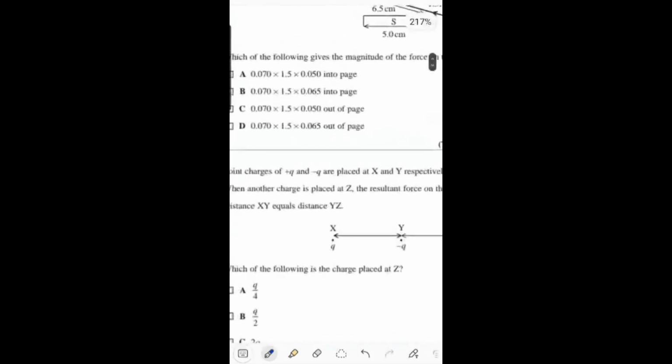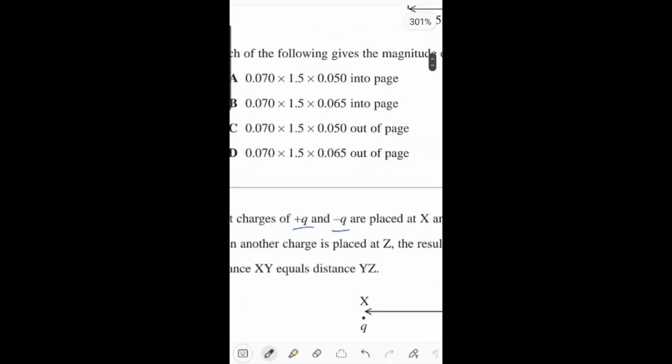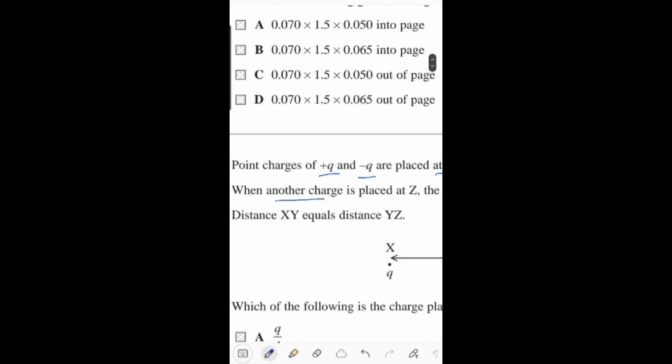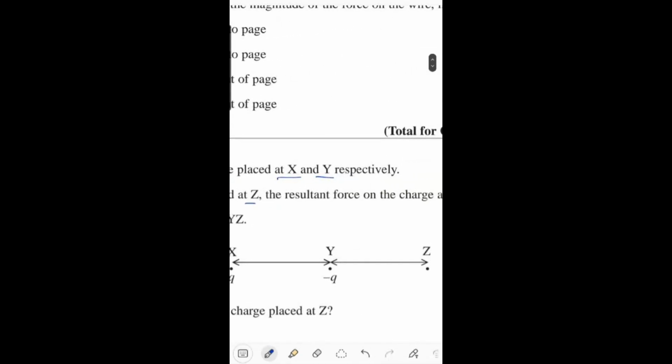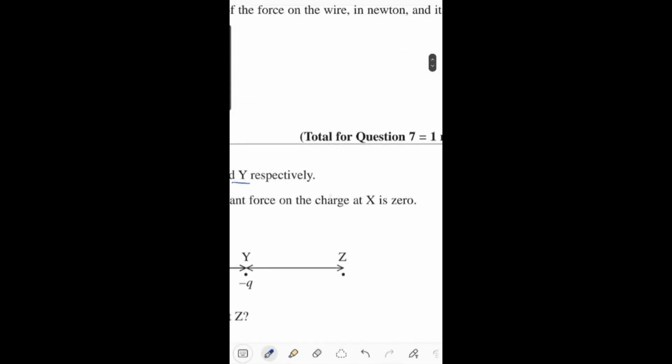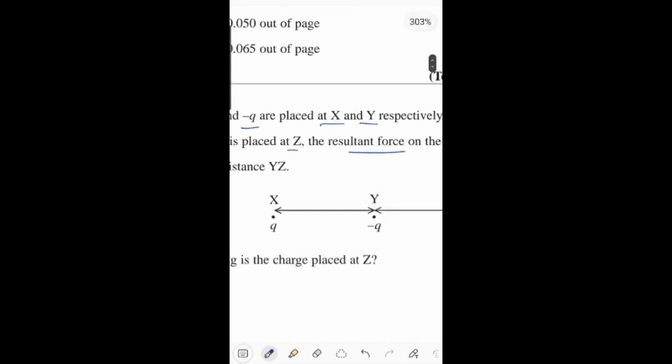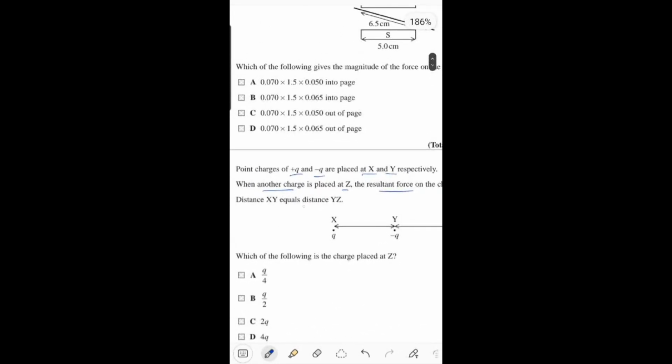So let's highlight the important points. We have two charges, right? They are placed at x and y. We can see it in the diagram, right? We have another charge at z, and because of that charge, our x charge is getting the resultant force as 0, right? And we have distances basically equal, right? So these distances are basically equal.